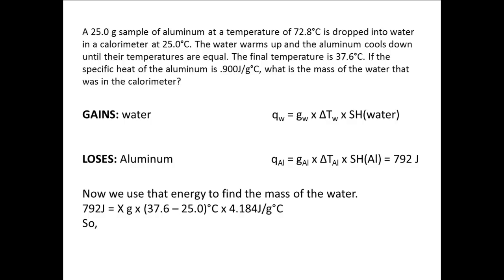So, rearranging the equation to solve for the grams, we get grams equals 792 joules divided by 12.6 degrees Celsius times 4.184 joules per gram per degree Celsius. And the result is that we get 15 grams of water. So 15.0 grams of water are in the calorimeter. And that's the problem.